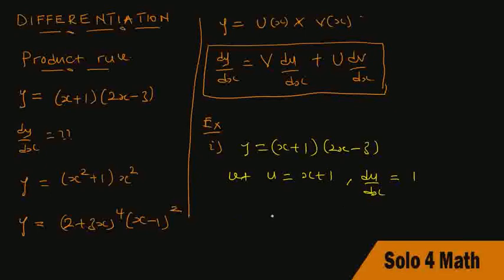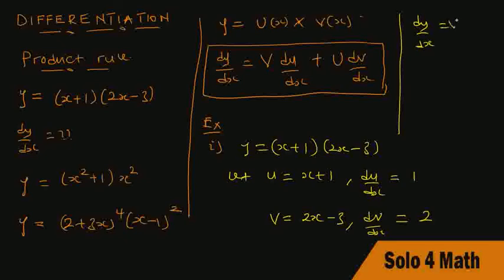And then let your v, of course, be the other function, which is 2x minus 3. So this one gives you dv/dx. What is dv/dx? It is 2. Now if you have that, remember what we've said, that from the product rule, dy/dx is equal to v du/dx plus u dv/dx. So we just substitute in this formula.